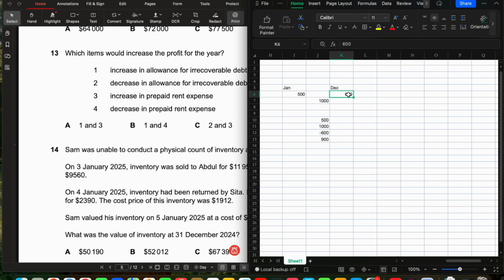I know this is not the question for that, but just to make this question easy, if this amount increases, prepaid rent increases from 600 to, let's say, 800, then my overall expense in the form of rent will decrease. Do you see that? It was 900, now 700. So because it will decrease my expense, my profit will increase.